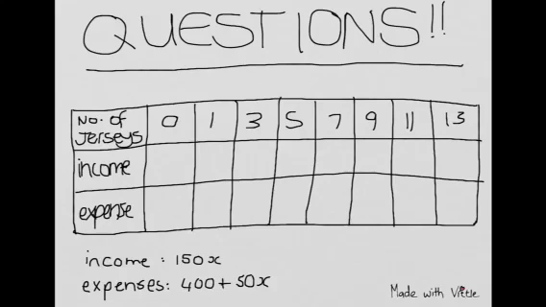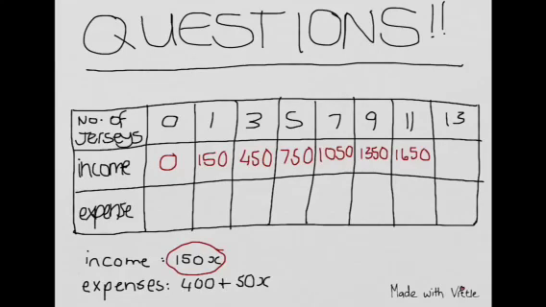Let's look at the income row first. 150 times 0 is 0. 150 times 1 would equal 150, and we would use this formula for the rest of the row for income on the table. 150 times 3 would equal 450. 150 times 7, and so on, to fulfill the rest of the remaining gaps in the table. And that's our income row done of the table.